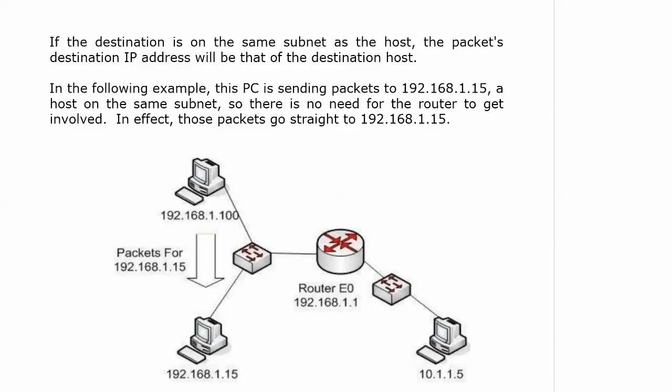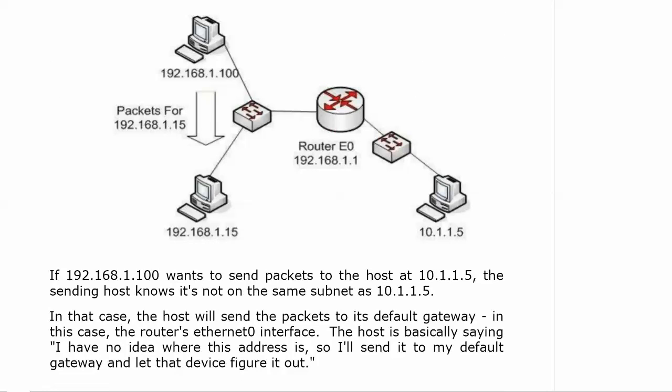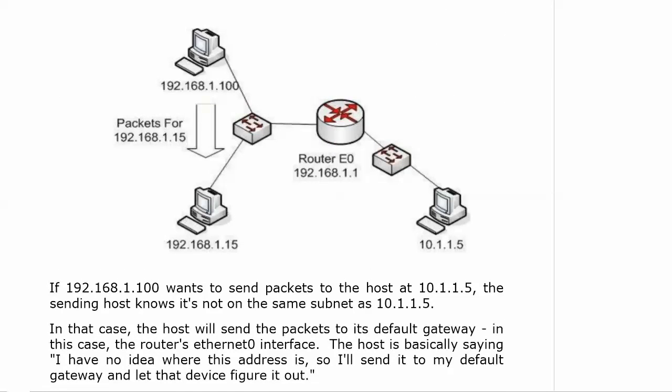There's absolutely no need for the router to get involved. In effect, these packets really go straight to 192.168.1.15. Now, that's all fine and dandy, but what if they're not on the same subnet? Well, at this point, if 192.168.1.100 wants to send packets to the host at 10.1.1.5, the sending host knows darn well it's not on that same subnet.